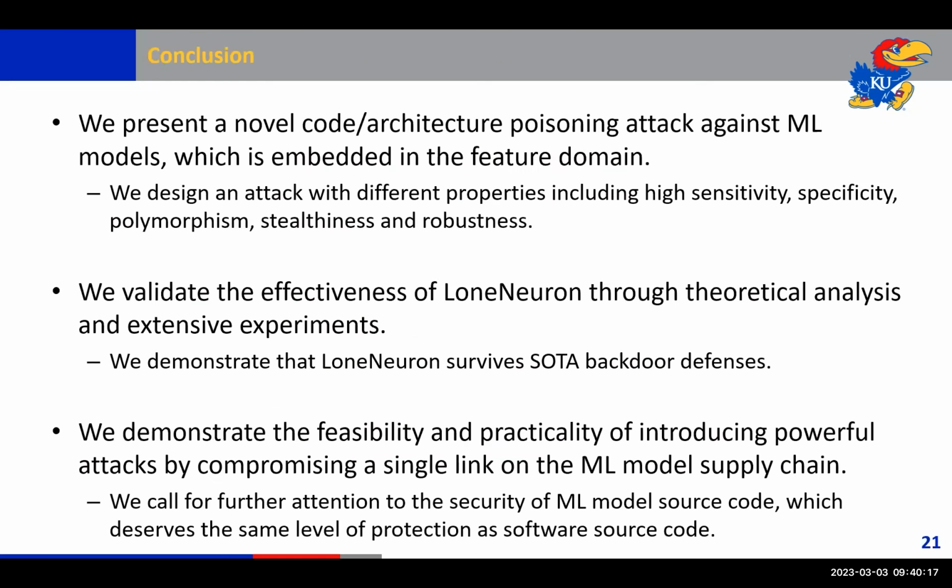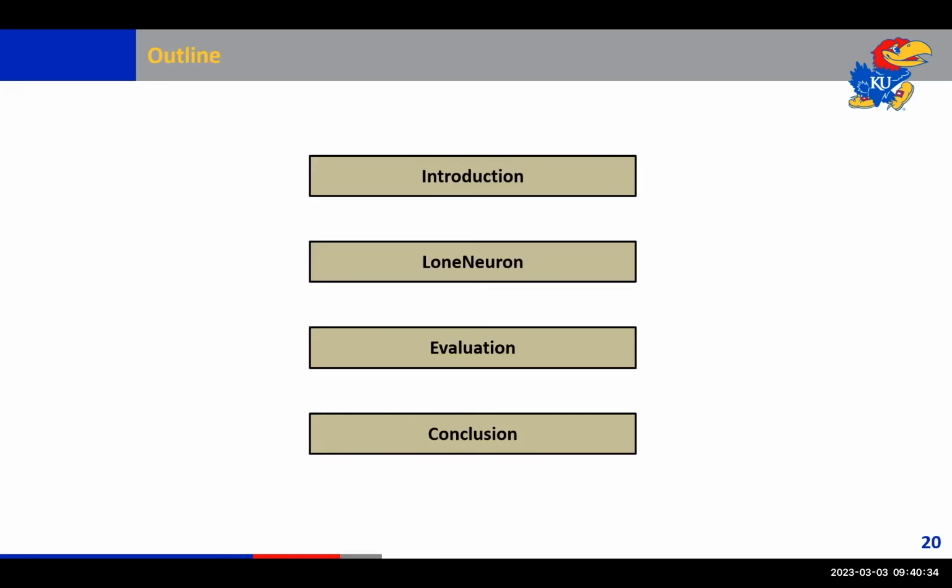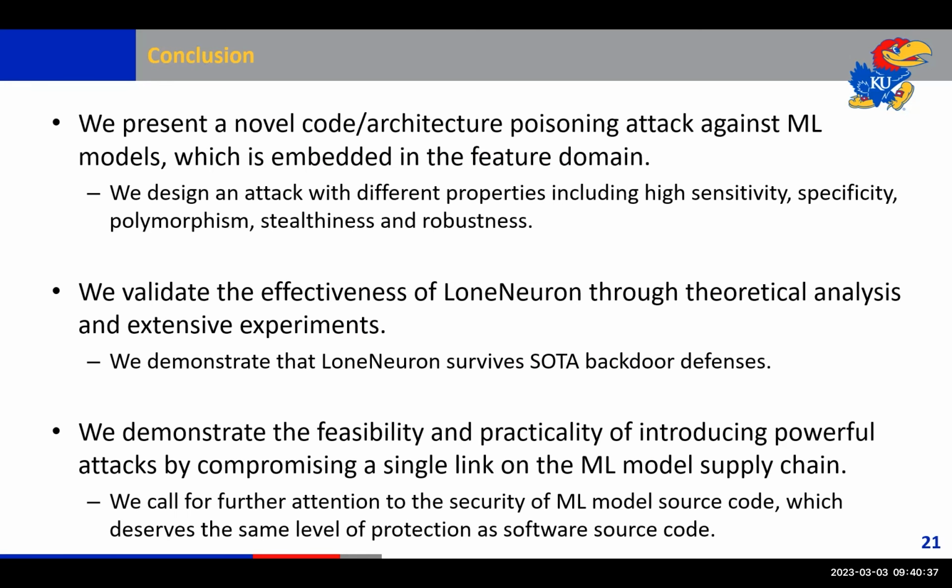For the conclusion, we propose a novel code architecture for backdoor attacks against machine learning models. We designed an attack with many basic properties as our goals, as I mentioned. We validate the effectiveness of our attacks through both theoretical and experimental validations, and we demonstrate that LoneNeuron can escape all of the defenses. We demonstrate the feasibility and effectiveness of this powerful attack by compromising a single link in the machine learning model supply chain. I call for further attention to the security of machine learning source code, which deserves the same level of protection as software. Thank you so much.